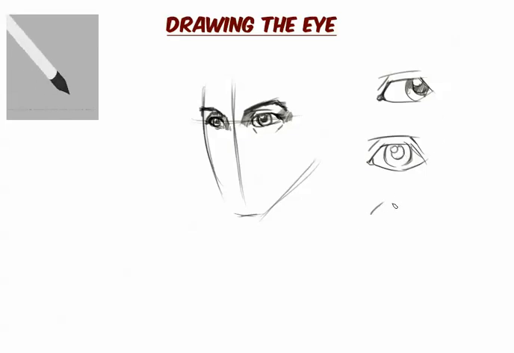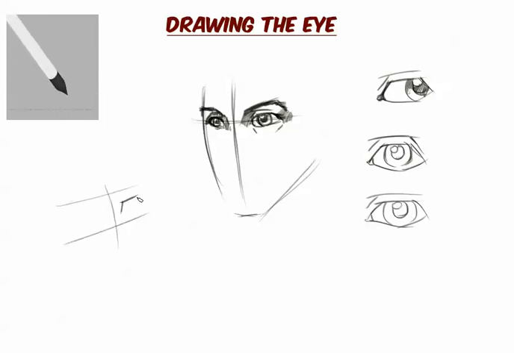Okay, let's try that again. 1, 2, 3. Define the outside of the eye. 1, 2. The crease. Okay, the iris, the highlight, then the pupil. See, that quick. We'll draw two of them together. Okay, so we'll put it like that.